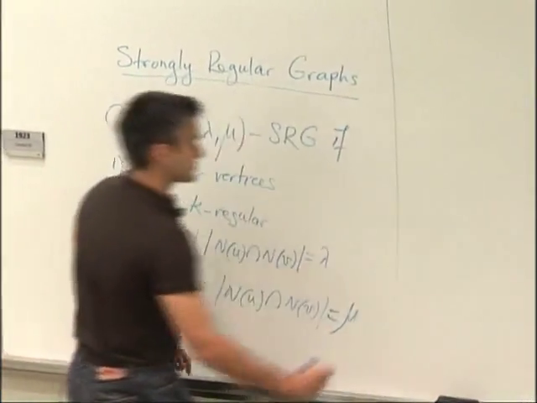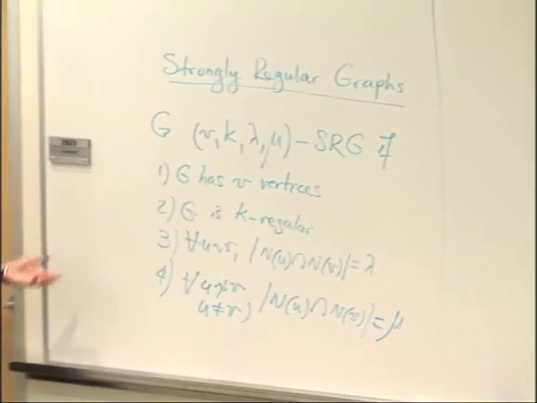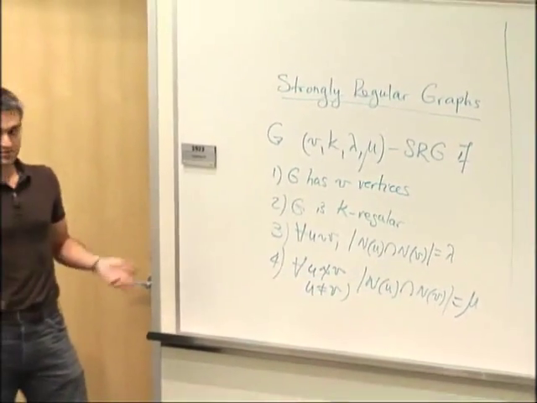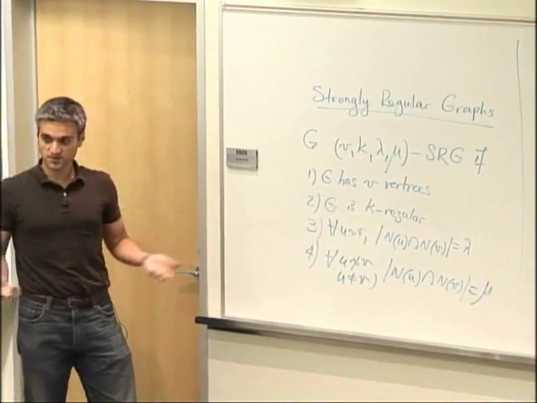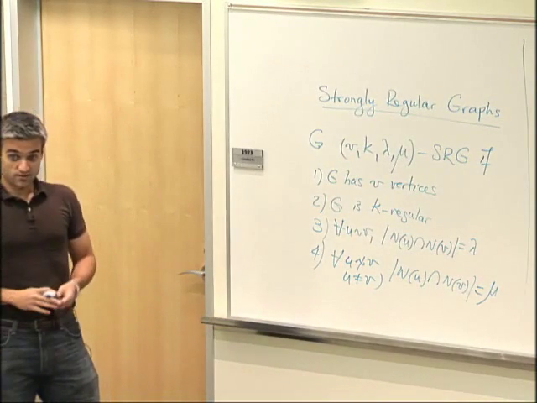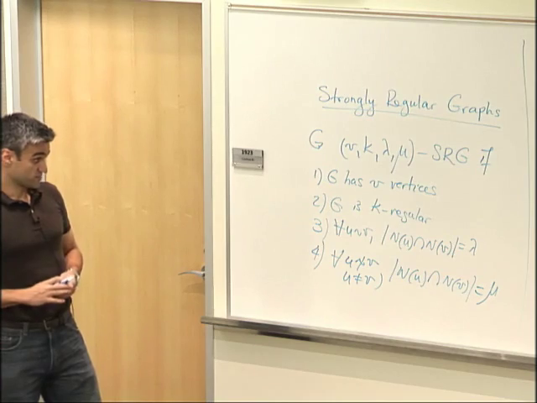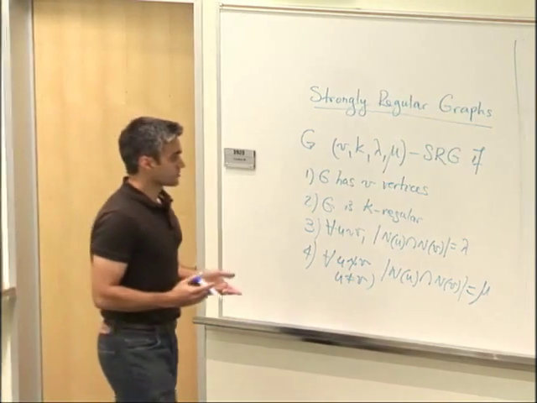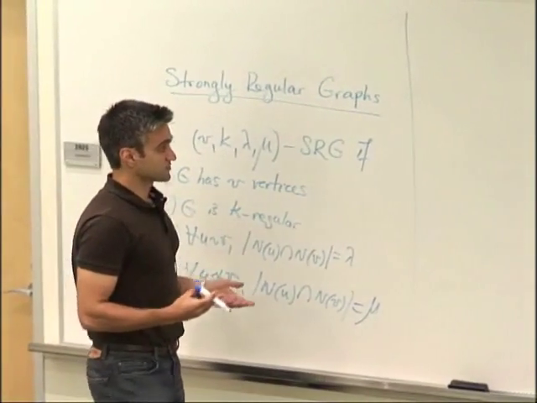Okay, so these are strongly regular graphs. Obviously, there is some relation between these parameters. You cannot just pick four numbers V, K, lambda, mu, and plug them in and see if a graph with these parameters works. Some simple examples of such graphs.